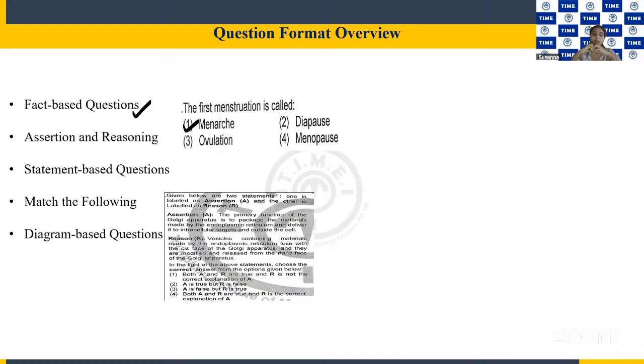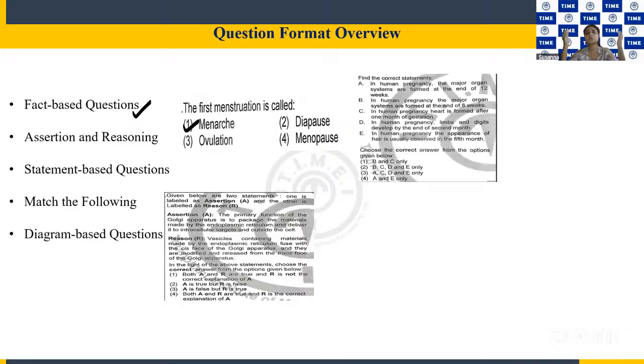Next is statement based questions. Statement based questions means you will be given a set of statements, one, two, three. They won't give you just one statement, but they can give you more than two statements. It can be a maximum of four statements, or five statements. Then you are asked to choose the correct statements, or they can ask you to choose the incorrect statements. This is an example where you are asked.